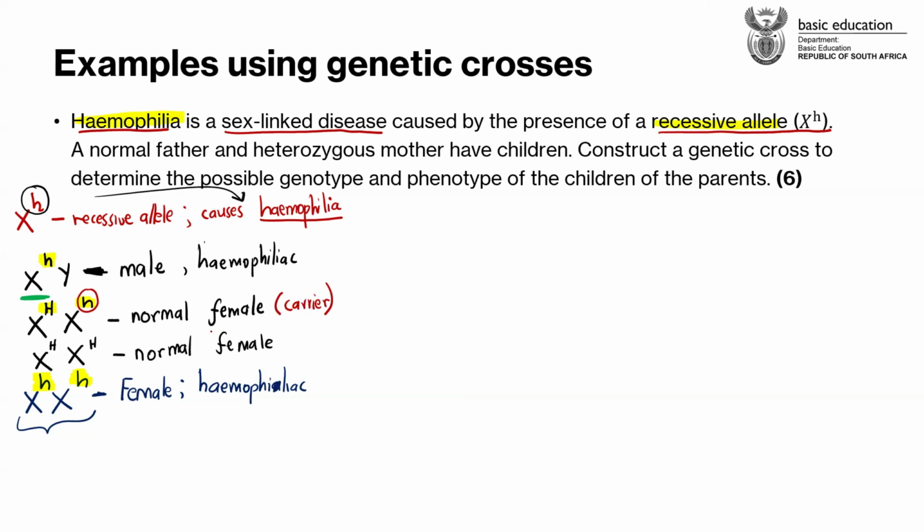You read the statement first. You are told the dominant allele is the one that causes the disease. If they say that the disease is caused by a dominant allele, then it means that the recessive one must be a normal one. If they say that the disease is caused by a recessive allele, it means that the dominant one must be the normal one. You just do the opposite. Dominant and recessive, they act opposite to one another.